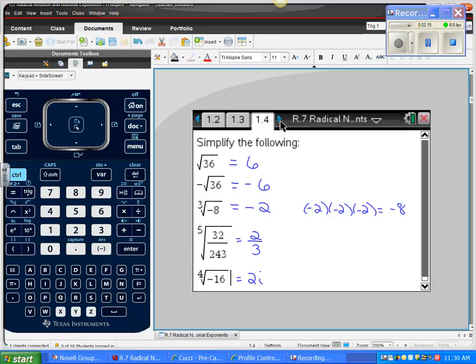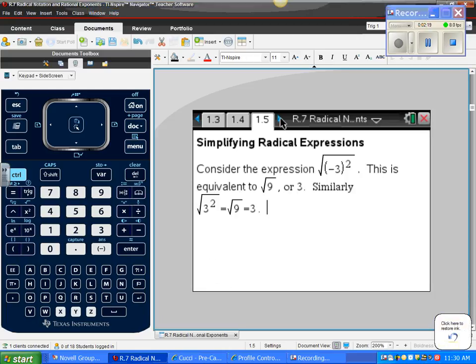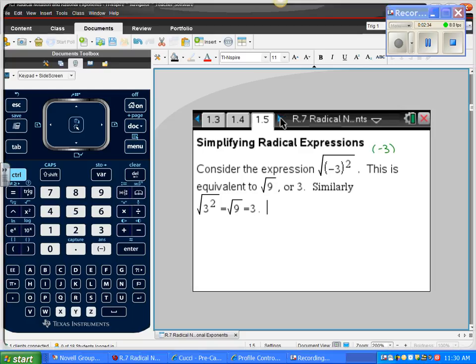Okay, all right, simplifying radical expressions. Consider the expression the square root of negative 3 squared. This is equivalent to the square root of 9 or 3. Similarly, negative 3 squared, when we square negative 3, it's negative 3 times negative 3, which is 9, right? Positive 9.